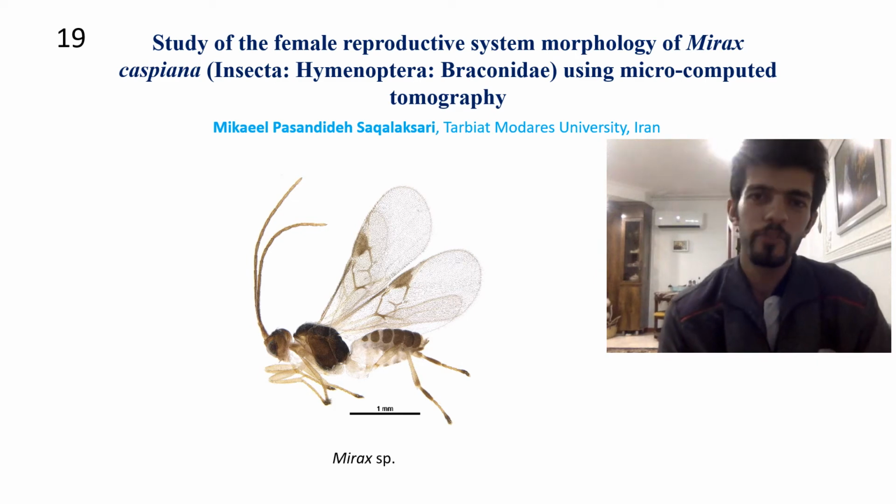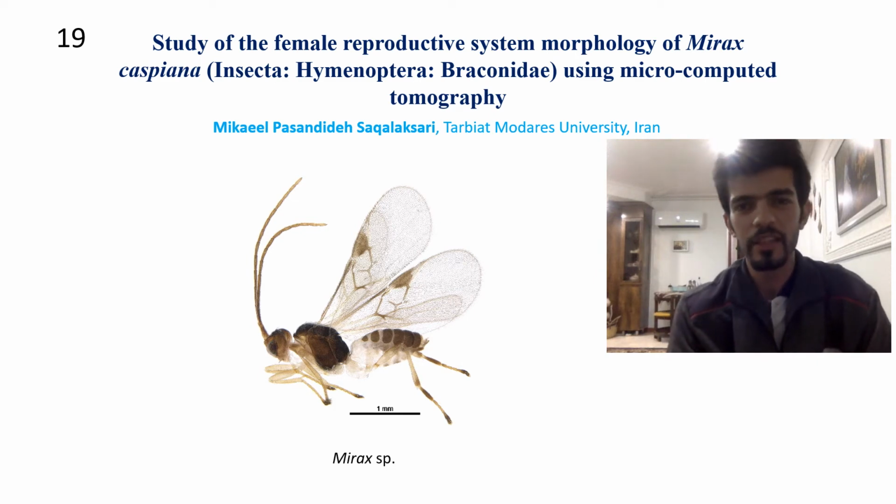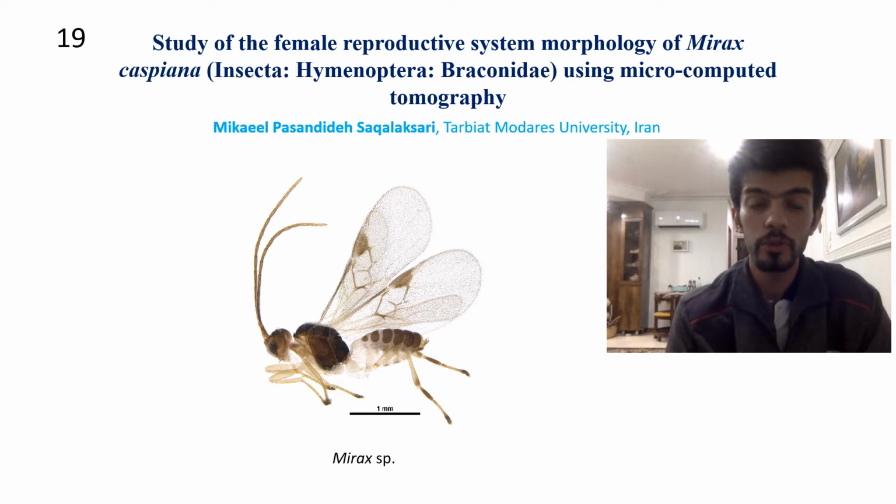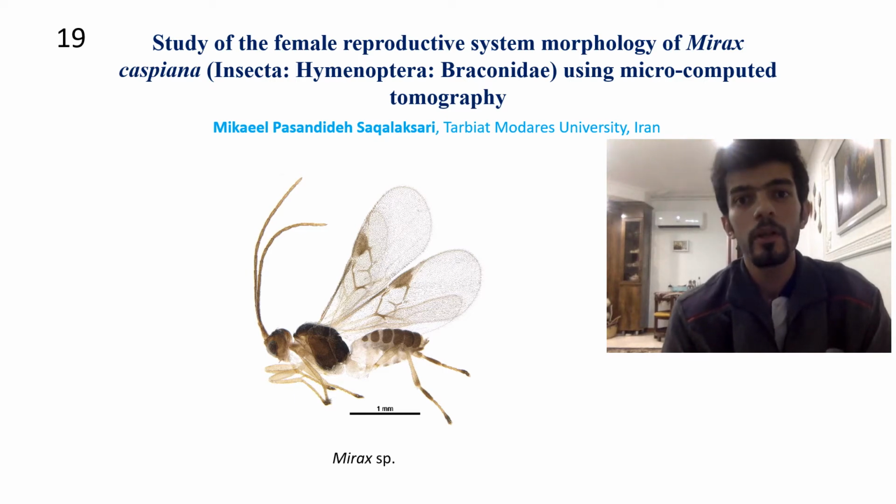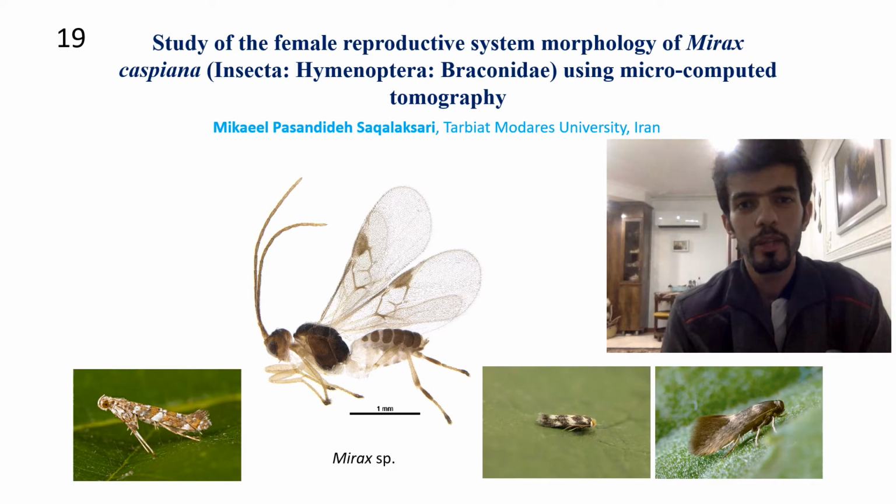The subfamily of braconid wasp, Mirax, are composed of solitary koinobiont endoparasitic wasps, which are biological control agents of tiny leaf miner moths, one of the most important groups of agricultural pests.